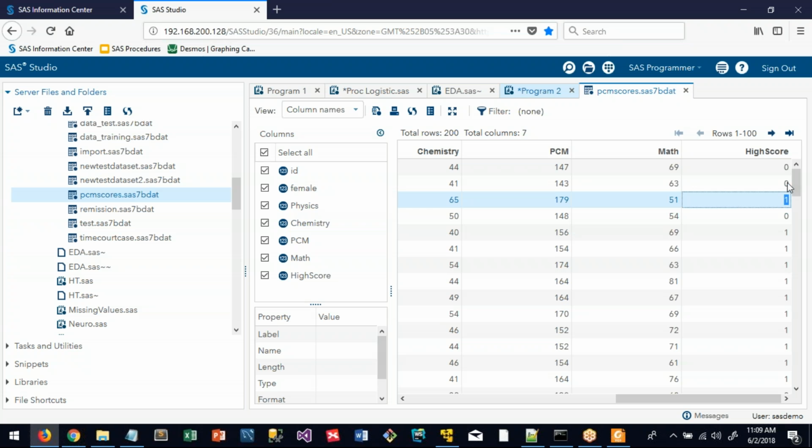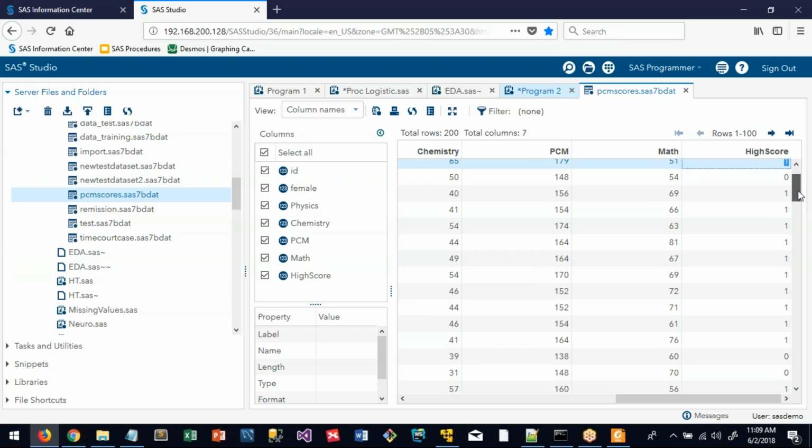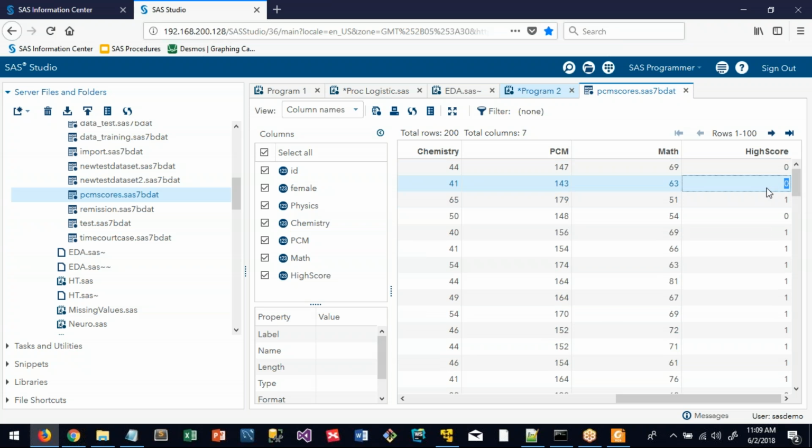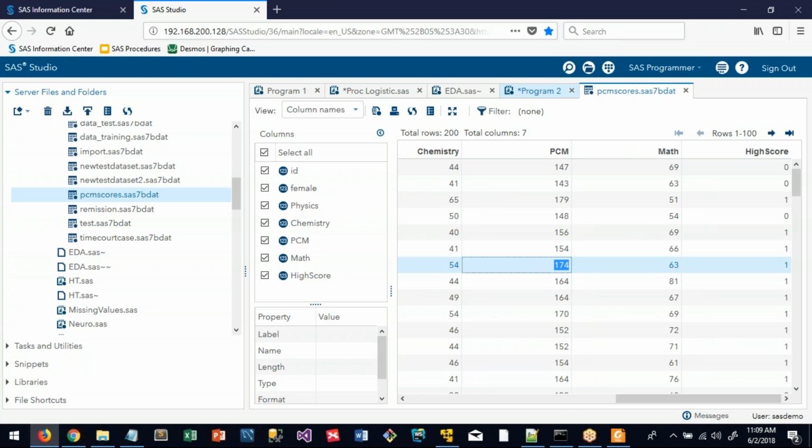We say that the value of high score can only be zeros and ones, right? And in this case, high score is defined as any value which is greater than 150. If the aggregate of the marks obtained in physics, chemistry, and math is more than 150, then it becomes a high score. Otherwise, it is not really a high score. In this case, you can see for 148, it is not a high score, but for, let's say, 152, it is a high score. So 150 is the cutoff marks.